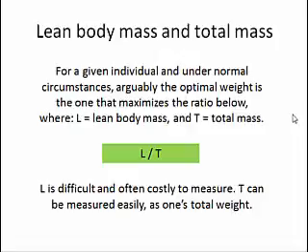Now, lean body mass is very difficult to measure. If you need to measure lean body mass every day or very regularly, it would be very difficult to do so. T, on the other hand, which is total mass, can be measured easily as one's total weight.